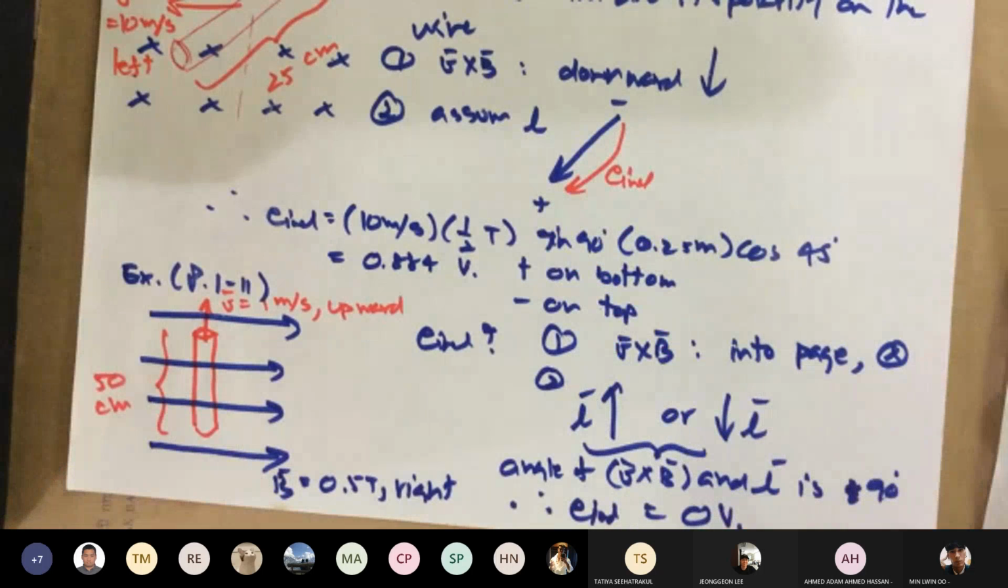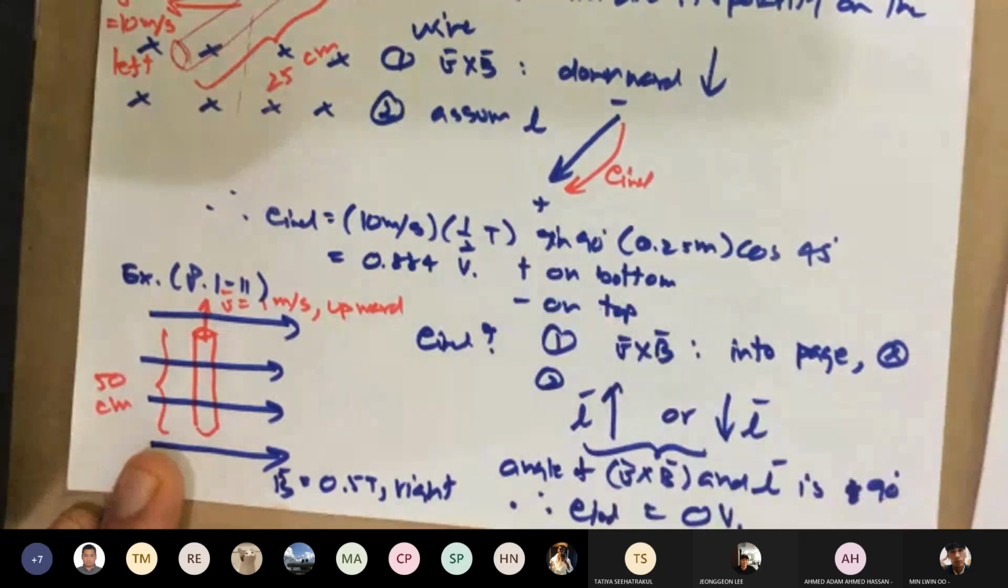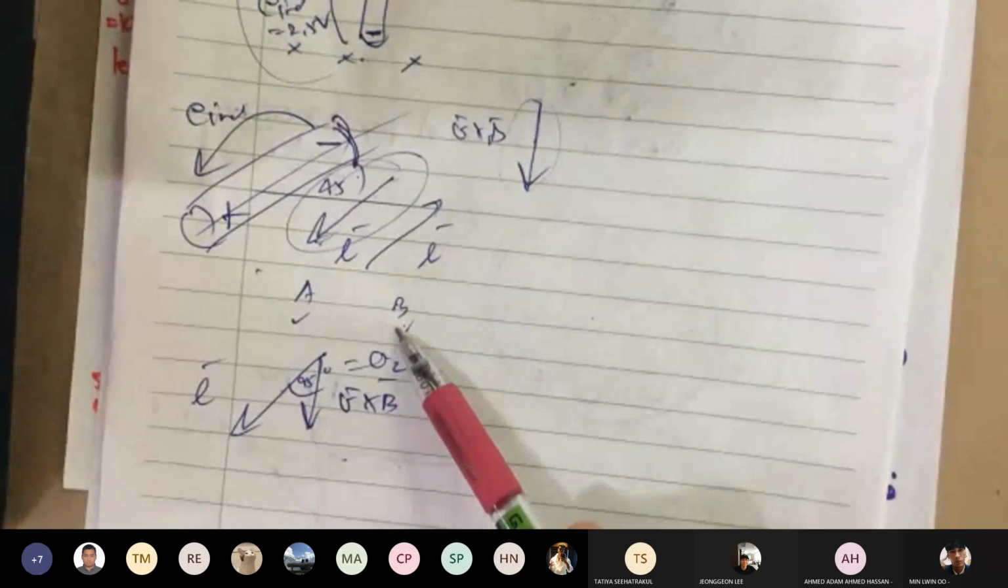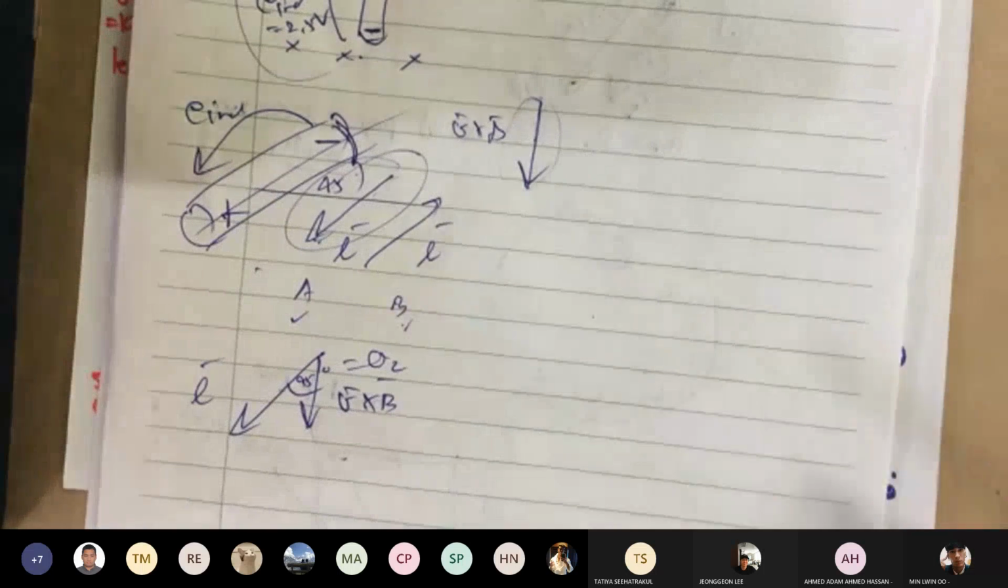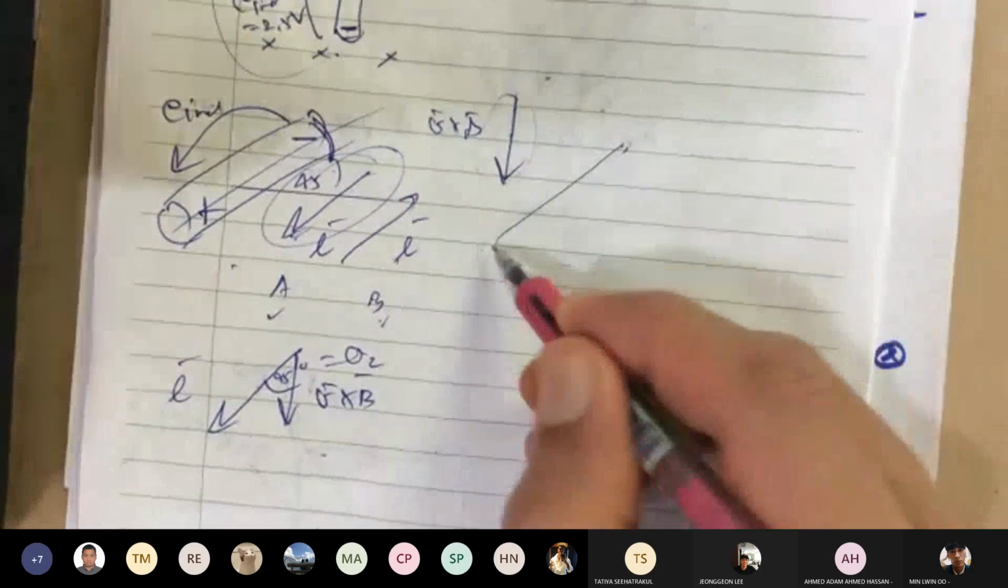If you don't like this, you can try the other way around. It's not shown in these notes here, but you can also assume L upward. If I do it like that, then my conductor would be like this.